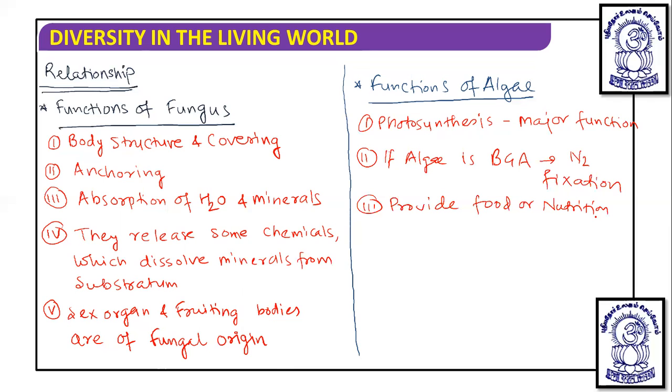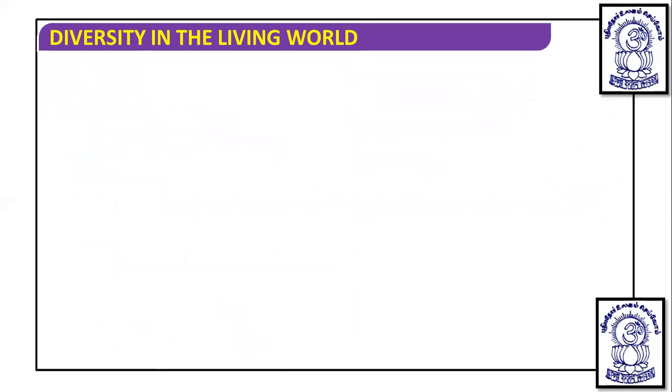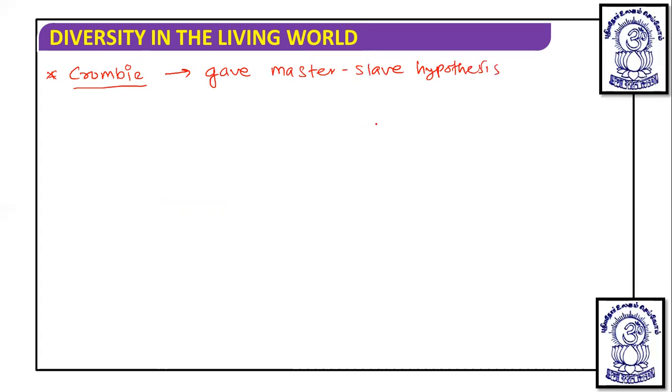Now, by studying these functions, we come to know that they are obviously in a mutual relationship with each other, and they are benefiting both. But there was one scientist whose name is Crombie. This is an important one. And this Crombie gave one hypothesis that is known as the master slave hypothesis. Nowadays, this master slave hypothesis is called helotism, and this helotism is the most accepted association nowadays.